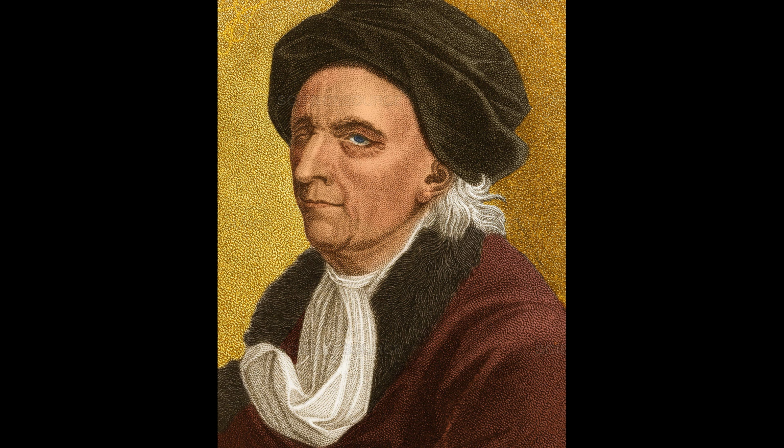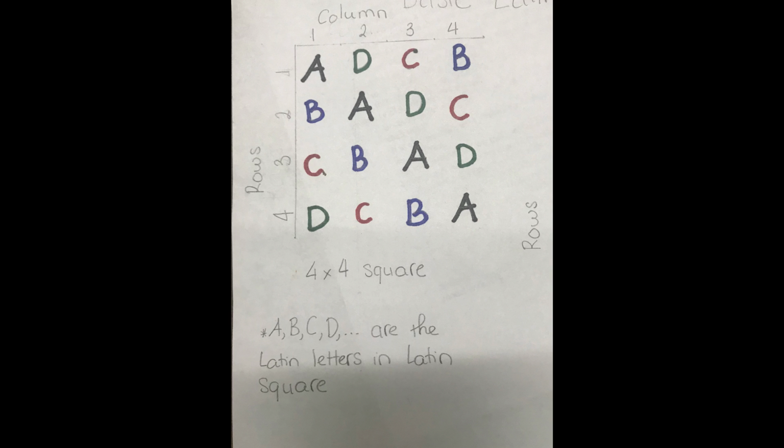So what is a Latin square? The Latin square was created from a paper written by Leonhard Euler, who used Latin characters to represent the square that he designed. A Latin square is an array that has dimension n times n with n different symbols, characters, or numbers, each occurring exactly once in a row or column.